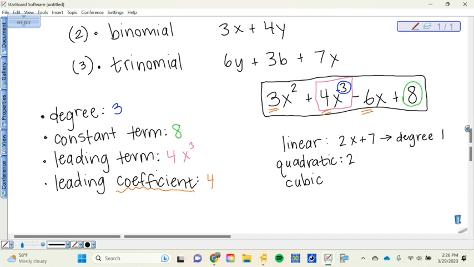A quadratic looks like this. What's the degree of this? 2. Just looking at the highest exponent. A cubic is like this. What's the degree of that? 3.